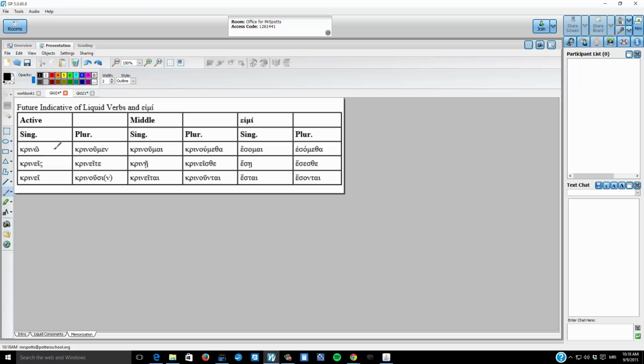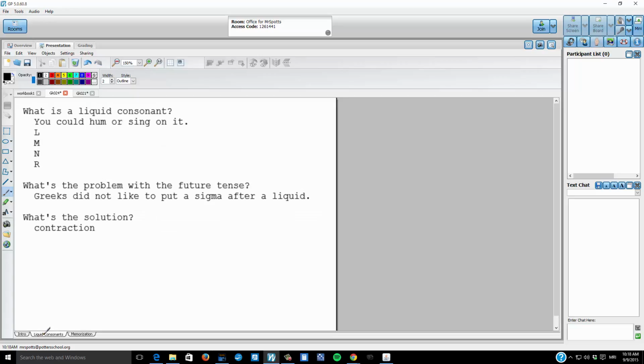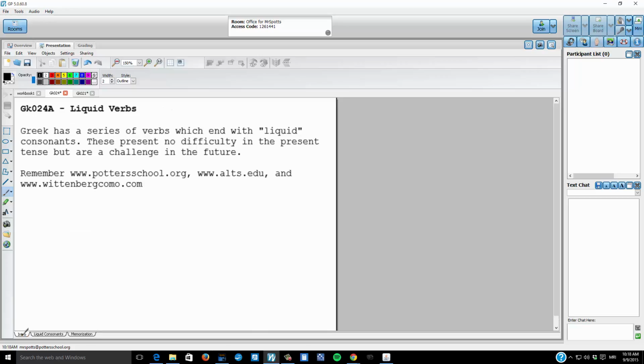So we go krino, krineis, krinei, krinoumen, krineite, krinousi. And these are future. I will judge. You will judge. He, she, or it will judge. We will judge. You all will judge. They will judge. So the liquid consonant verbs are going to have that contraction in the future tense.